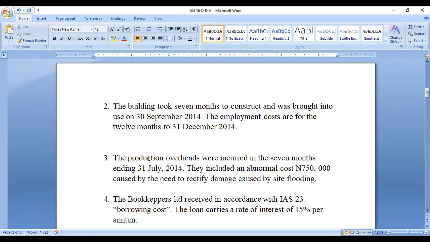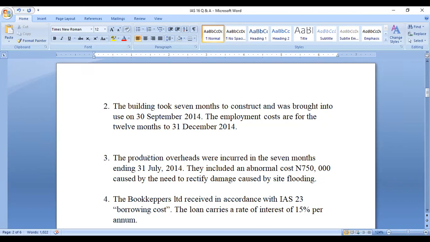And we're told that it included an abnormal cost of 750 million caused by the need to rectify damage caused by site flooding. Now, it is an abnormal cost. It is not directly attributable to this asset. That is why we are deducting it.